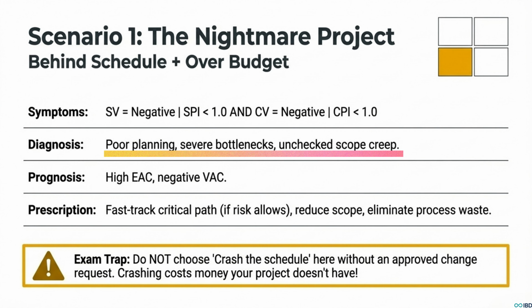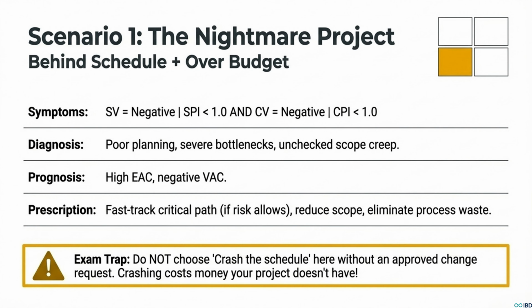So what do you do? Well, your best moves are probably to fast-track the critical path, if you can stomach the risk, or you might have to cut some scope. But listen up, here is the number one exam trap for this scenario. Whatever you do, do not choose to crash the schedule. Why? Crashing means adding resources, which means adding cost, and money is the one thing you absolutely do not have right now.